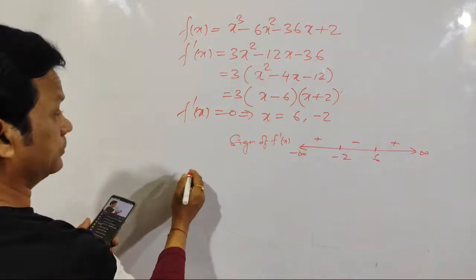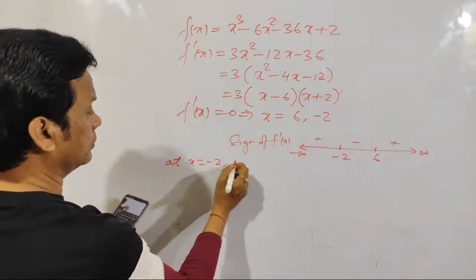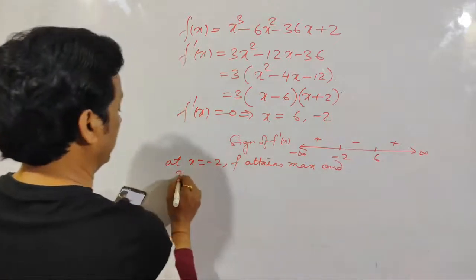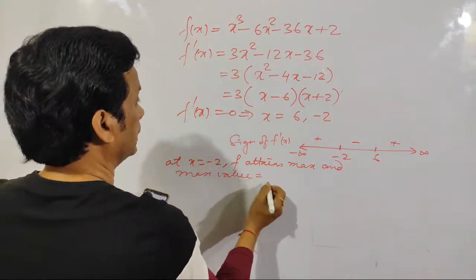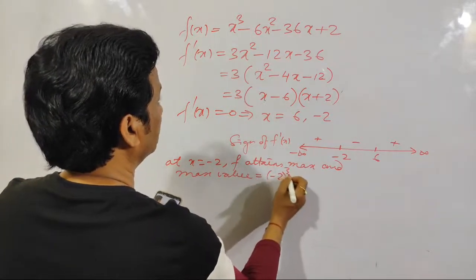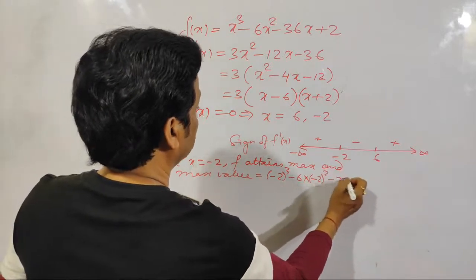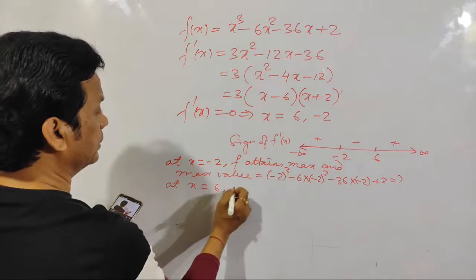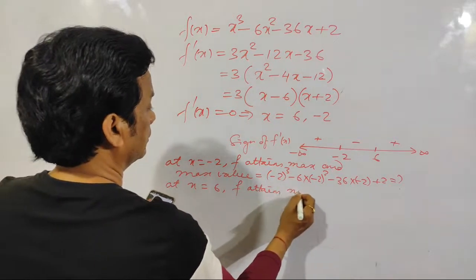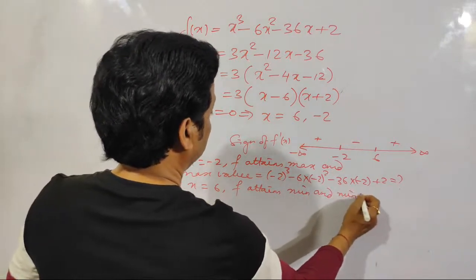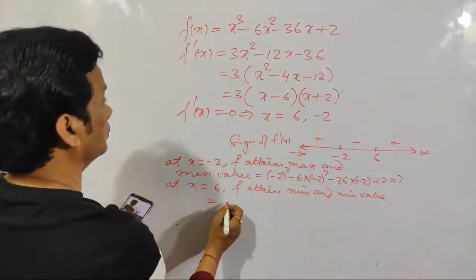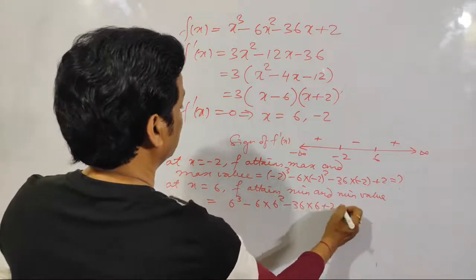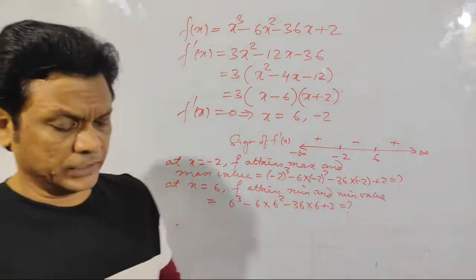Okay. So here at x is equal to minus 2, f attains maximum, and maximum value is equal to, put x is equal to minus 2 whole cube minus 6 into minus 2 whole square minus 36 into minus 2 plus 2. Clear? And at x is equal to 6, f attains minimum, and minimum value is equal to 6 cube minus 6 into 6 square minus 36 into 6 plus 2. Clear? Is that clear to you or not?